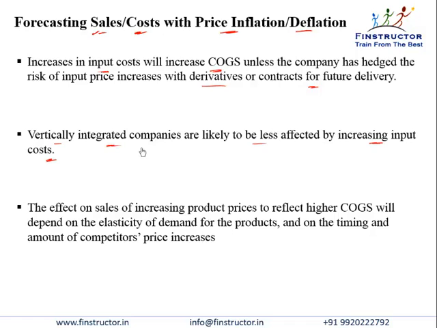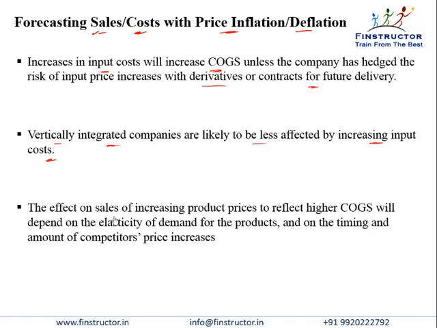Vertically integrated companies are likely to be less affected by increasing input costs as against companies that are not integrated, because they will be procuring raw materials from outside, the cost of which has gone up. Integrated companies have their own source of raw materials, so they will be less impacted.